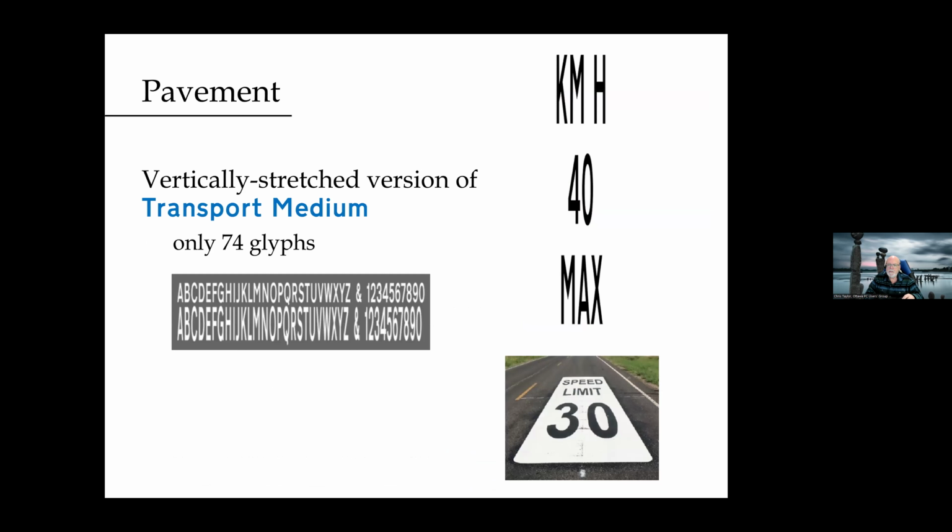Pavement is a vertically stretched version of Transport Medium, and we've all seen examples of this where they put speed limits or cautions and things like that, where they paint it actually on the roadway, and you always see it at a distance at a very steep angle. And so by having that vertically stretched, it makes it much more readable. You can download Pavement for free if you want it from the UK.